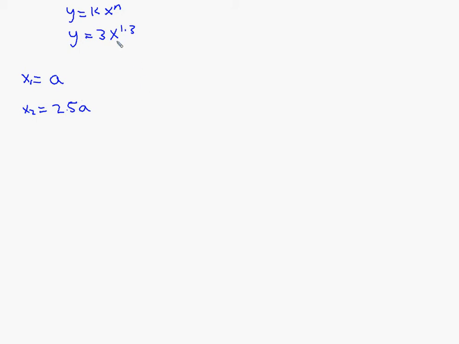When I do that, remember this is my equation, it's going to look like this. Replacing x with a, I'm going to get 3 times a to the 1.3. So that's my first y value. My second y value, you can think of as your new y value. What would my new y value be if I instead plugged in 2.5a? Where I see x, I'm going to replace it with 2.5a. So this time I'm going to get 3 times (2.5a) to the 1.3. And my job is to compare this y value with this y value and see by what factor y increased.